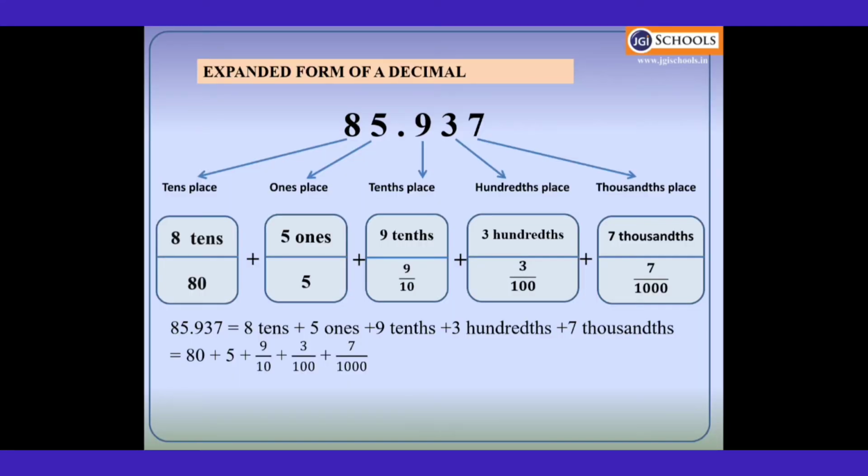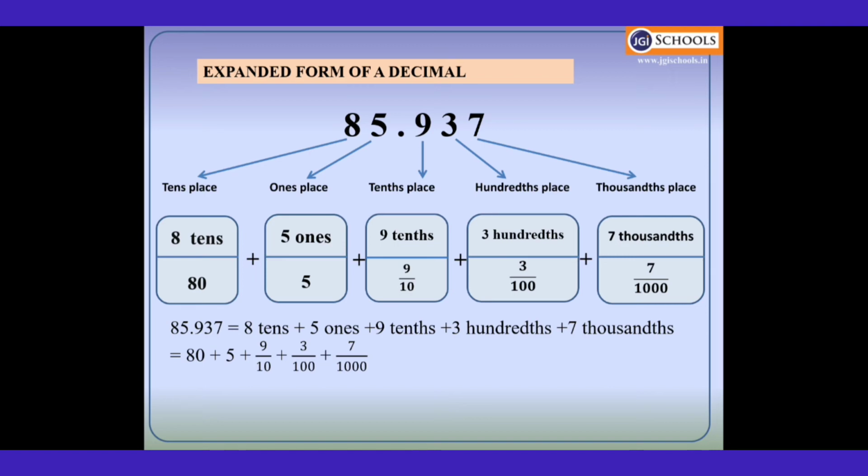Now, what is the expanded form of a decimal? How can you convert a decimal into the expanded form? How can you express it? I have taken an example, that is 85.937. So, how will you express this number in the expanded form? Okay. First is 85. It is a whole number. So, it will be in the tens place and the ones place. We have already discussed this. And 8 tens will be 80, 5 ones will be 5.